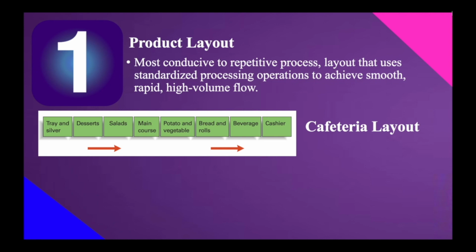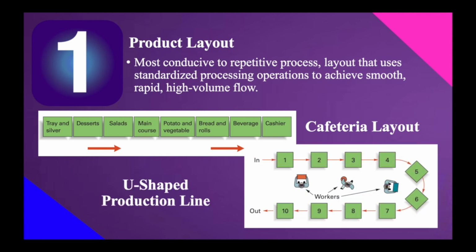An example is a cafeteria layout, from tray and silverware, desserts, salads, main course, potato, bread and rolls, up to the cashier, where you pay for what you get of the food. So this goes straight through. That is a product layout. Its perspective is on the product or on the service. So that is a product layout.